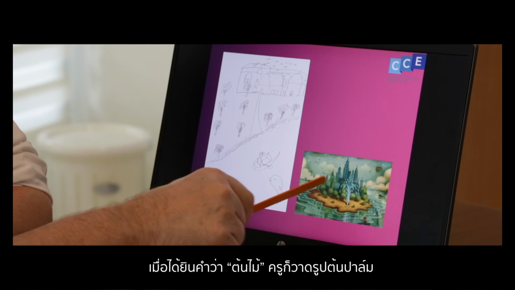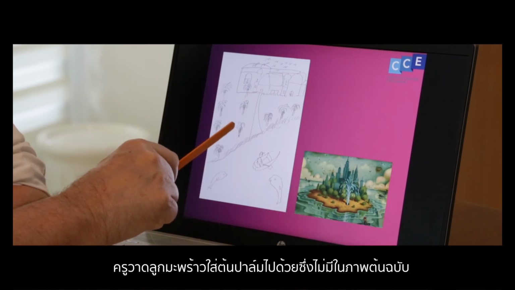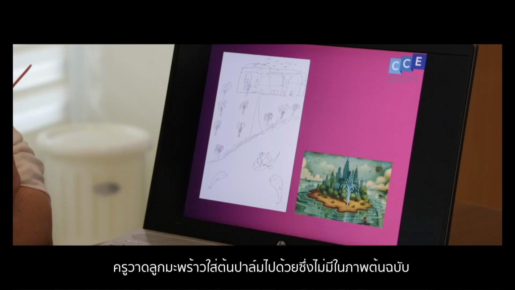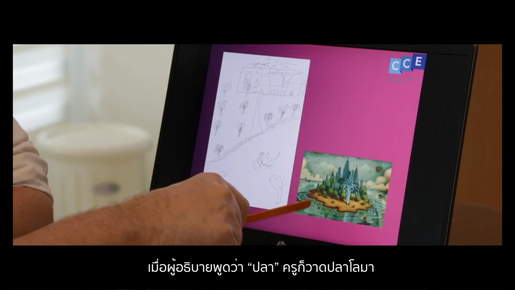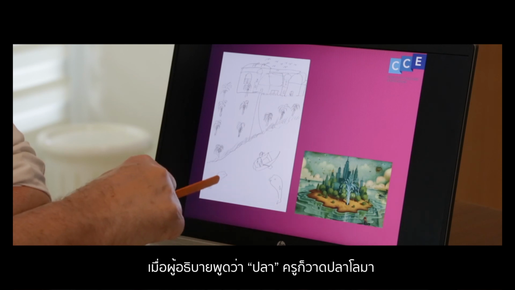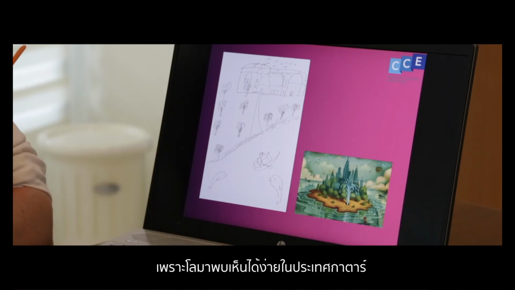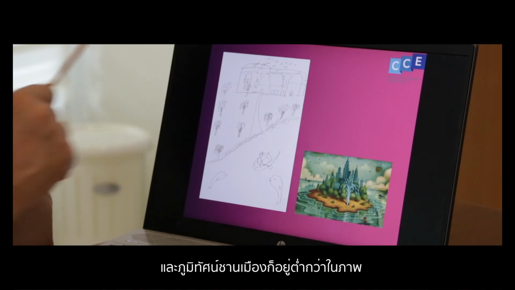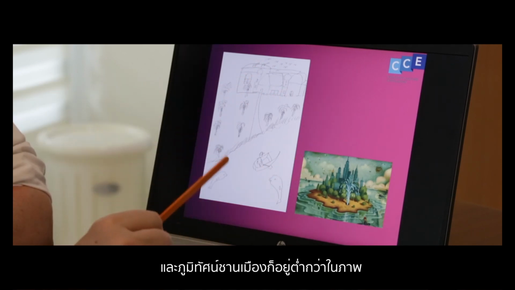And when it says trees, they do palm trees, and they've put dates and coconuts on the palm trees, which weren't originally there. When they're talking about these fish that are described here, they see dolphins because those are the fish that they see. And their urban landscape is a much lower landscape than you would get there.